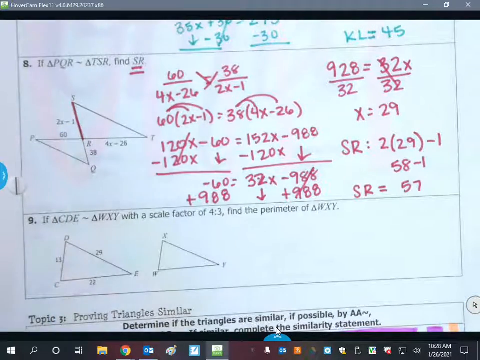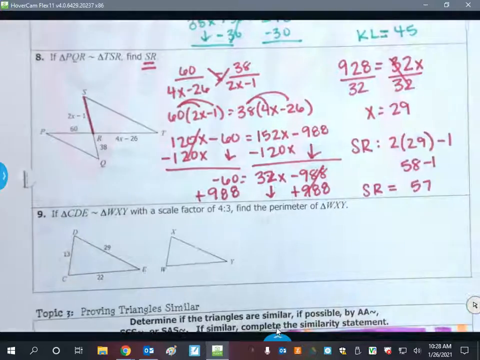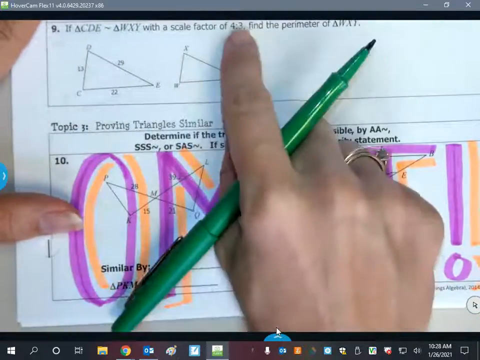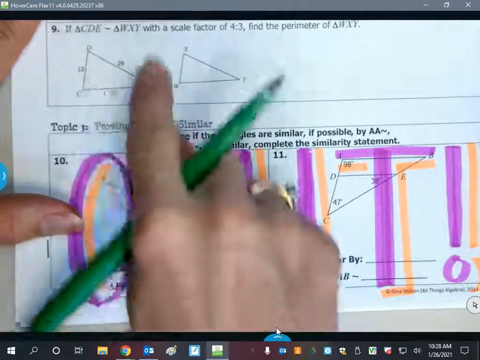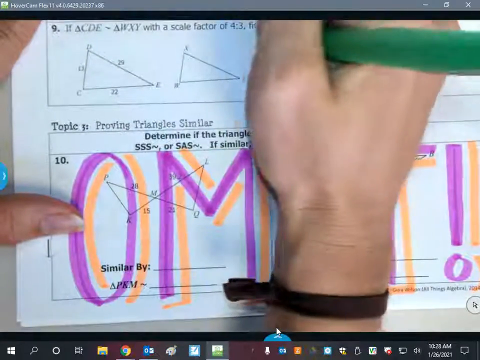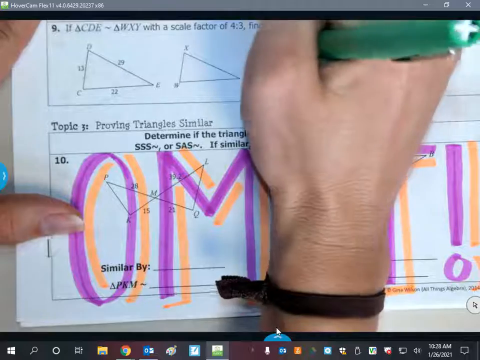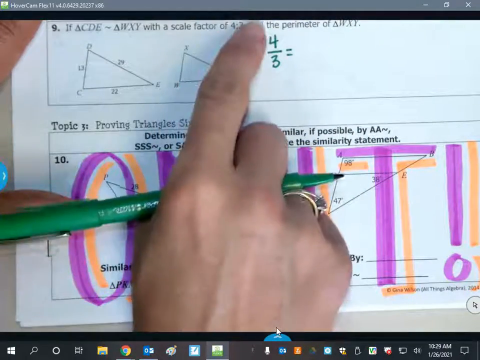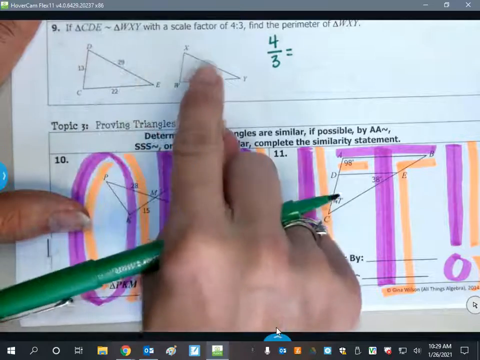All right, very last one for this video is number 9, and this is the perimeter problem that gave you guys a headache yesterday. So let's take a close look at this one. Now, it says that the ratio from CDE to WXY is 4:3. So this triangle here to this triangle here is 4/3. And that is equal, and it wants to find the perimeter here. So ratio is equal to perimeter over perimeter.